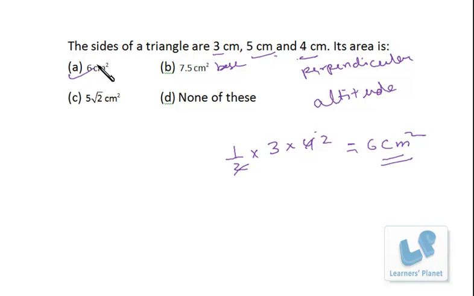Okay, if you can recall that these are Pythagorean triplet, then this problem will be very easy for you. Otherwise it will take long time to find out the area of this particular triangle, because in that case you have to use Heron's formula to find out the area. Okay, that is a lengthy process.